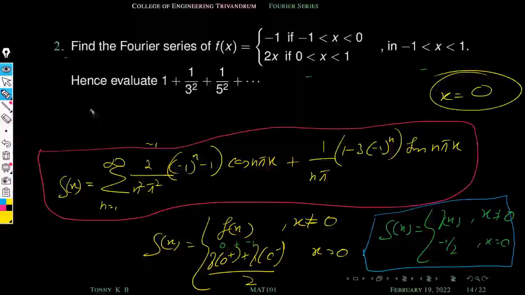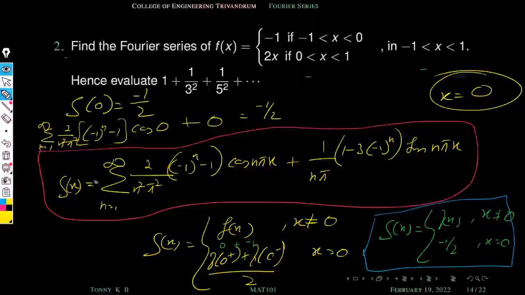So when x equal to 0, what about s? We know that s of 0 equal to -1 by 2. From this expression, s of 0 becomes sigma n equal to 1 to infinity 2 by n square pi square, (-1) raised to n minus 1, into cos n pi 0. That is cos 0, and we know cos 0 is always 1. Plus this expression into sine 0, and sine 0 is 0. This is equal to -1 by 2. Next we are going to expand this infinite series.